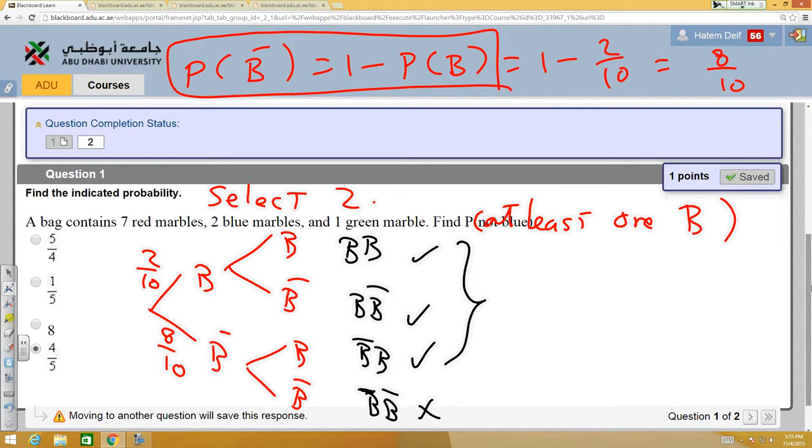So how do I get them? I just get the probability from the multiplication rule. I need to multiply this probability here by this one to get this one. And multiply this one by this one to get it, and so on. But it's really a long time, isn't it?